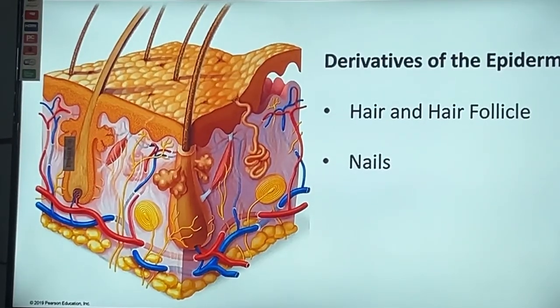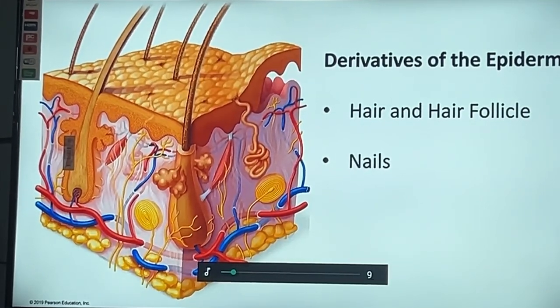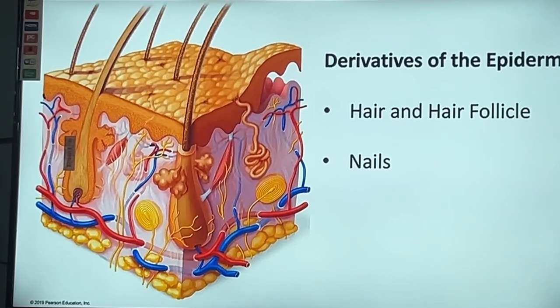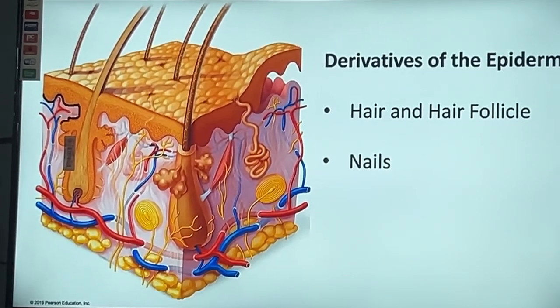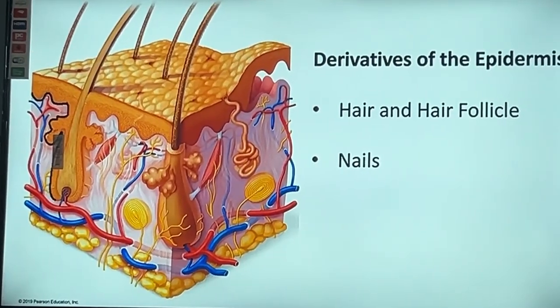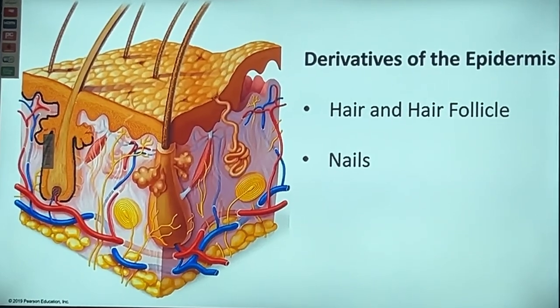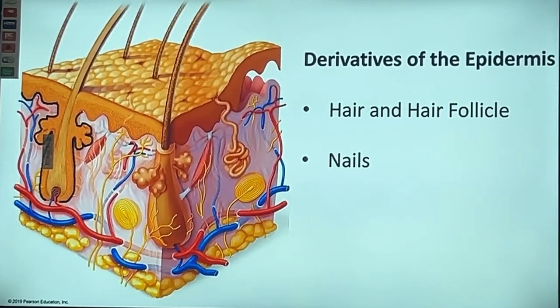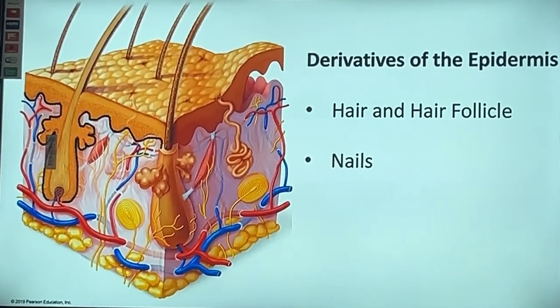In this video, we'll take a closer look at two derivatives of the epidermis, hair and hair follicle, and nails. And so remember, to be a derivative of the epidermis just means that that structure is made of the epidermis. And so what I'm doing here is I'm tracing the boundary of the epidermis, and you can notice that the sebaceous gland, the hair follicle, that's all an invagination of the epidermis, or it's like the epidermis is burrowing down into the dermis, if that makes sense.